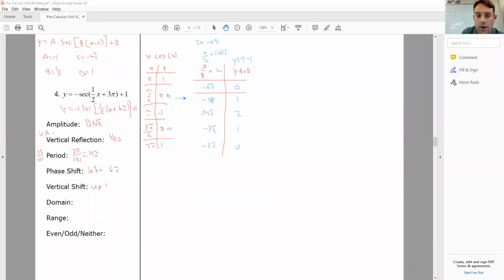All right, so now we got our cosine values. We're going to go ahead and graph cosine, and then we'll go ahead and finish up and rip it and flip it to get my secant.